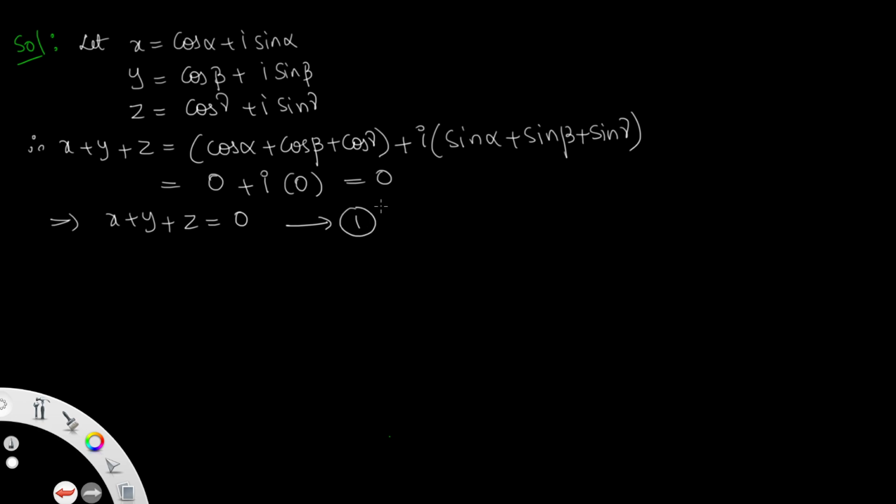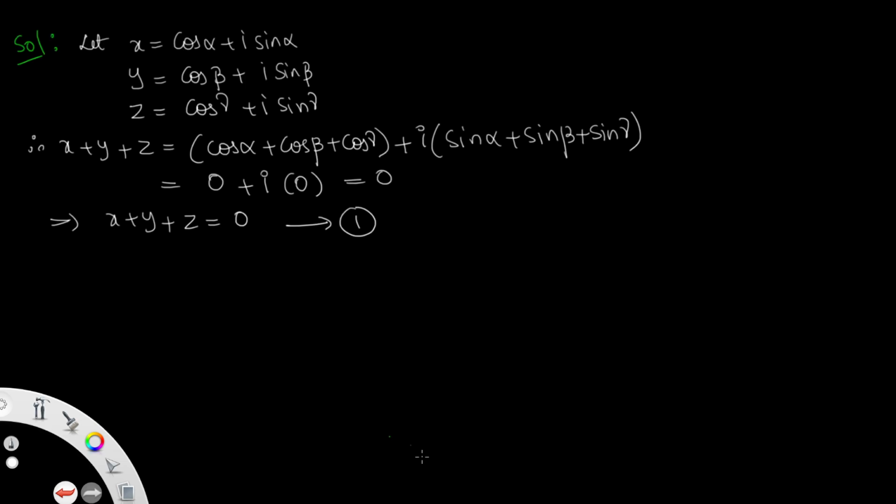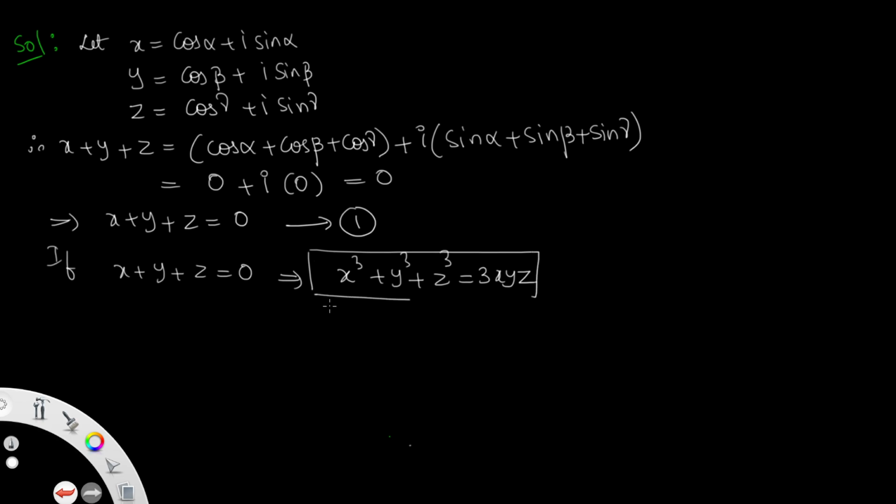But in the question, prove that cos 3 alpha plus cos 3 beta plus cos 3 gamma equal to 3 times cos of alpha plus beta plus gamma. So it becomes cubing. The basic formula we learned in childhood days is: if x plus y plus z equal to 0, then x cube plus y cube plus z cube equal to 3xyz. This is the basic formula.